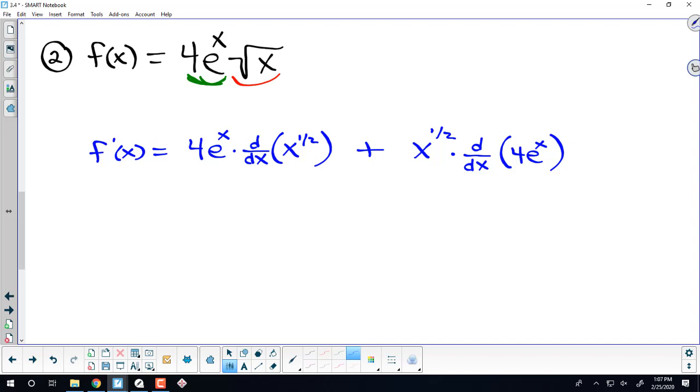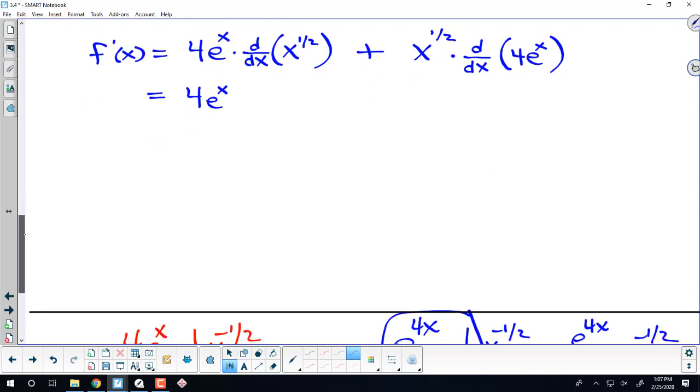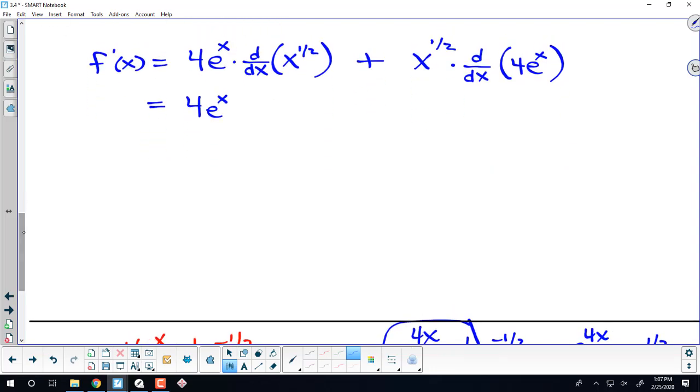So that's the product rule. Now we need to find the derivative of each one here. We've got 4 e to the x. What's the derivative of x to the 1/2? Wouldn't that be, yeah, 1/2 x to the negative 1/2? Power rule, 1/2 x to the negative 1/2. Okay. What's the derivative of 4e to the x? Itself, right? It's 4e to the x.